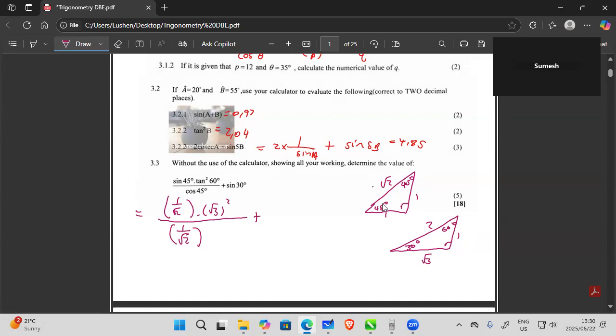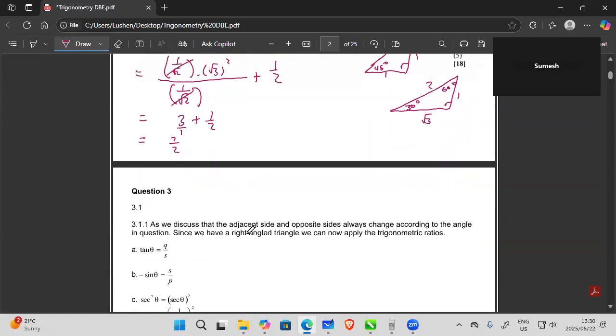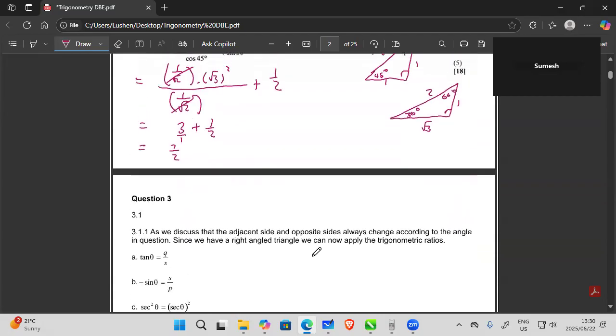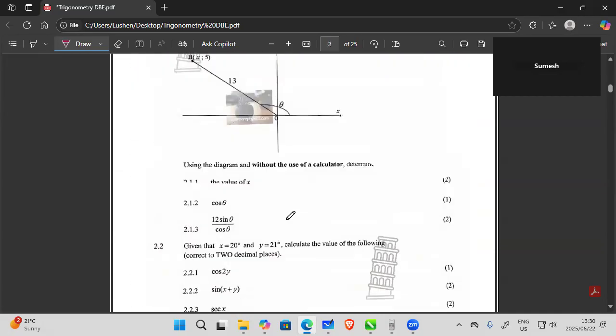And plus sine of 30 degrees is half, the opposite over the hypotenuse. See, that and that cancel. So we're left with 3 plus 1 over 2, which is equal to 7 over 2. So that's straightforward there, right? That's that part.